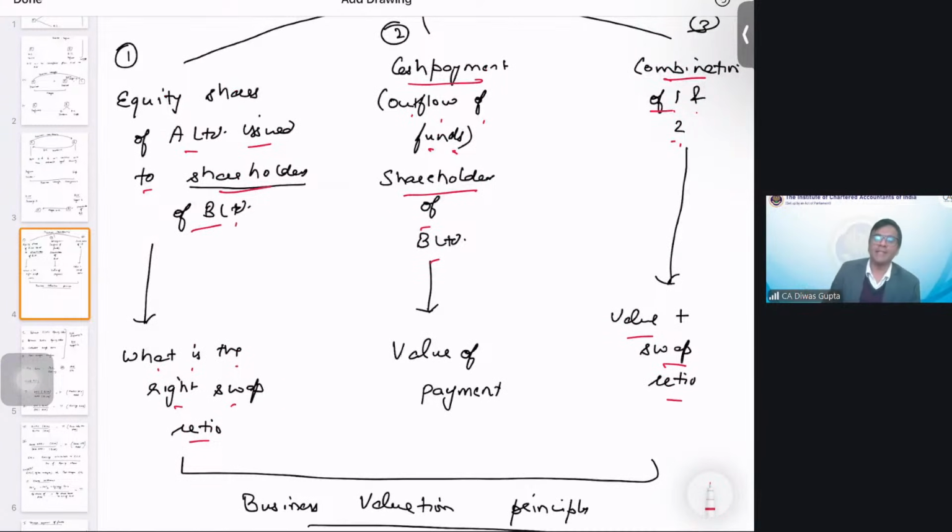Now, in all these cases, we have to actually see what is the business valuation principle, students, because business valuation principles will be applied in arriving at what is the right swap ratio, what is the right value of payment, and what is the right valuation when it comes to a combination of both. Clear?